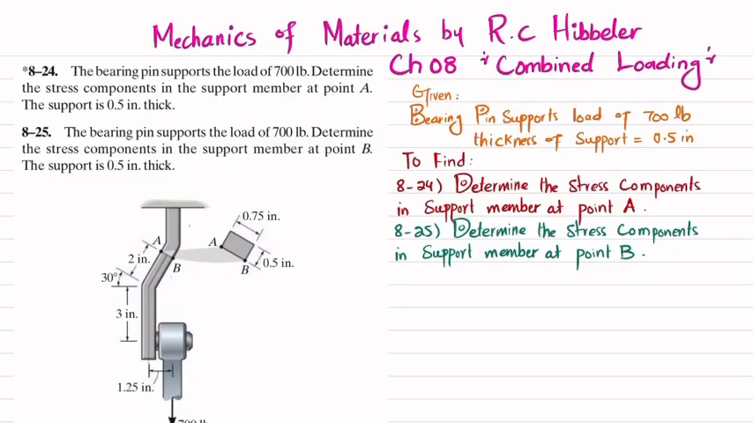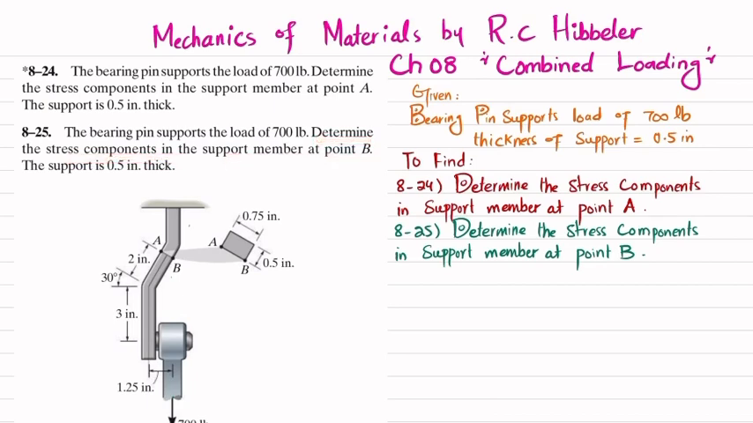Welcome back. In this video, we are going to solve problems 8-24 and 8-25, taken from chapter number 8, Combined Loading, and the book is Mechanics of Materials by R.C. Hibbeler. So the statement is: the bearing pin supports a load of 700 pound. Determine the stress component in the support member at point A. The support is 0.5 inch thick. And in 8-25, determine the stress component in the support member at point B.